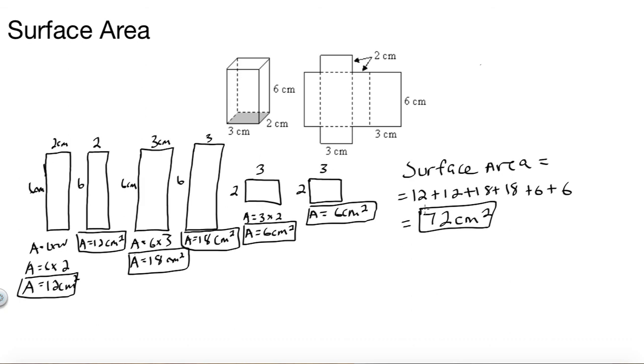So super simple. Break it down into digestible bites. Find the area of each face, each surface, and then add those all up in order to get the surface area.